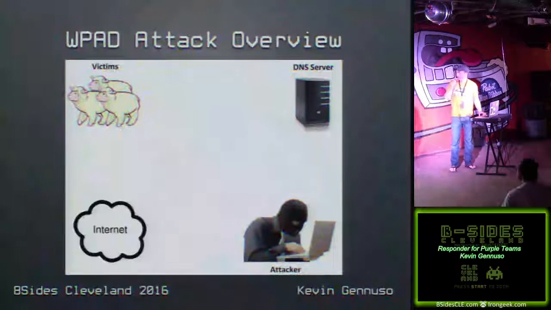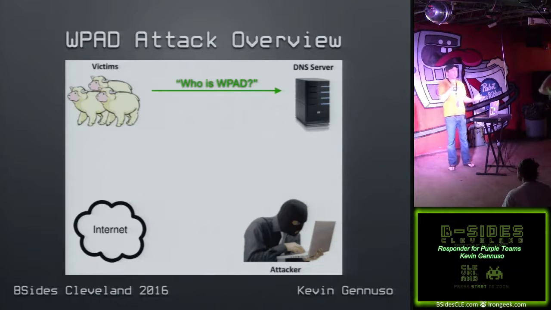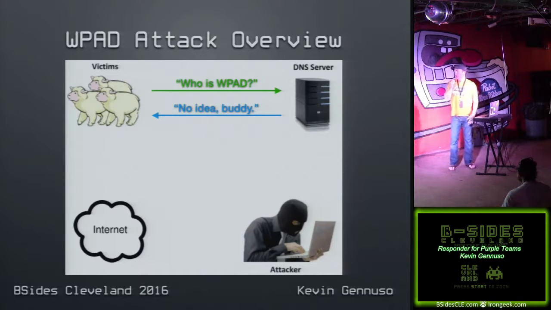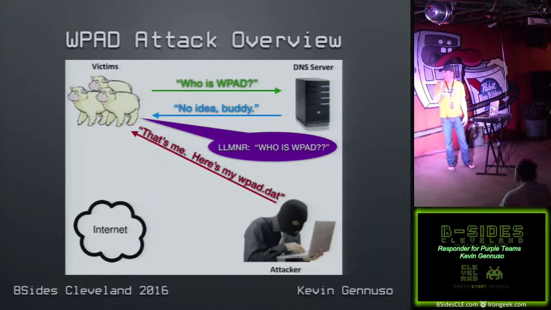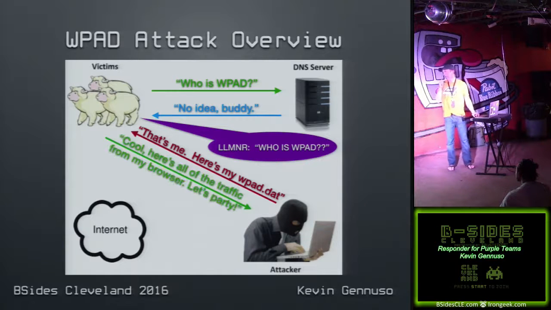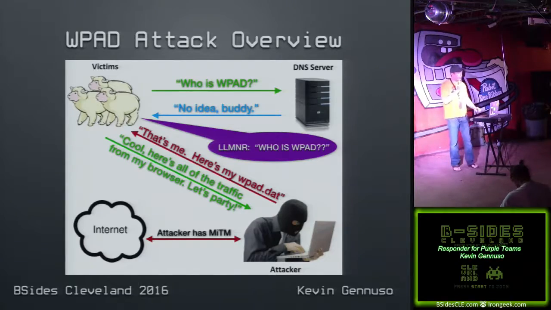So just for illustration, here we go with our victims and our attacker. We'll throw the internet in there as well. And so the victims say, hey, who is WPAD? DNS server says, I have no idea what you're talking about. I don't have an entry for that. So the victims go ahead and broadcast out, who is WPAD? And if there's an attacker on the wire, the attacker can say, hey, that's me. Here's my WPAD.dat, which configures the browser to point to them as a proxy. And now the victims are sending all of the traffic from the browser to the attacker, and the attacker has man in the middle. That's how that attack works.